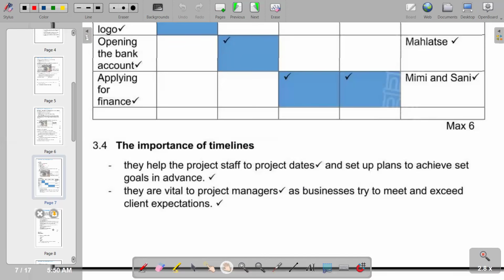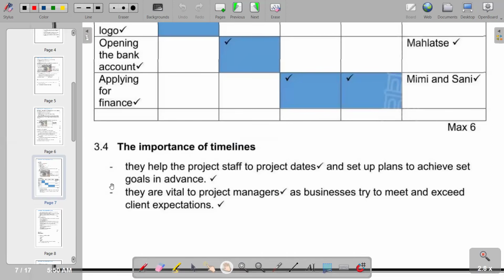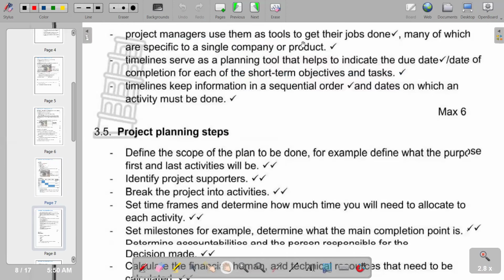So we move on as a continuation of the importance of timelines. Project managers use them as tools to get their jobs done, many of which are specific to a single company or product. And also timelines serve as a planning tool that helps to indicate the due date or date of completion for each of the short-term objectives and tasks. So this is what we have.